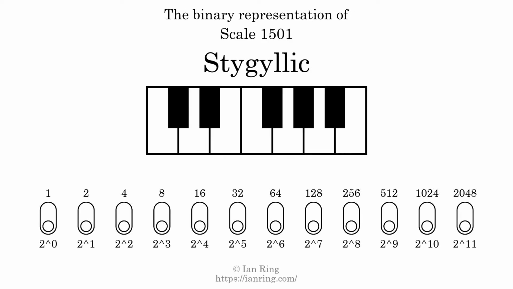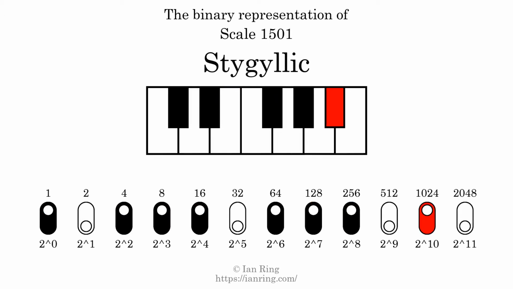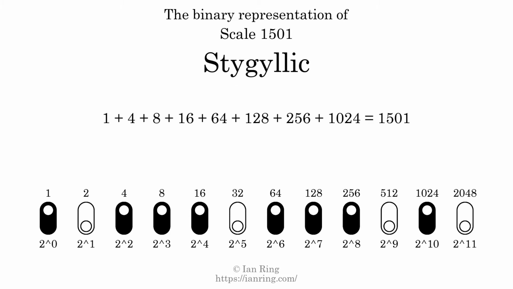The binary representation of this scale is determined by mapping tones of the scale to binary digits. Each binary digit represents a power of 2. To get the scale number, we add the powers of 2 together. The powers of 2 that are present in the scale, all added together, equals 1501. That is why the scale number, in decimal, is 1501.